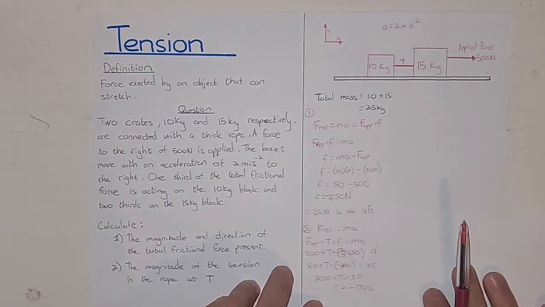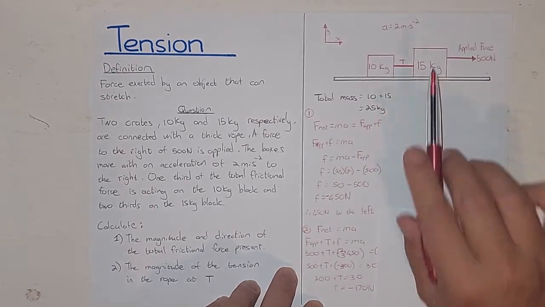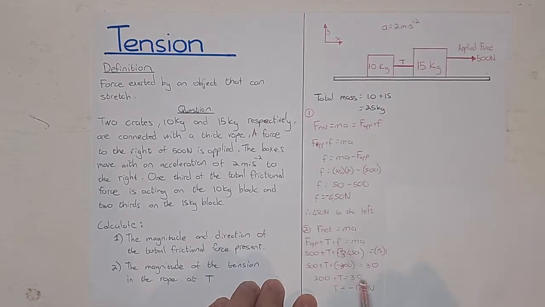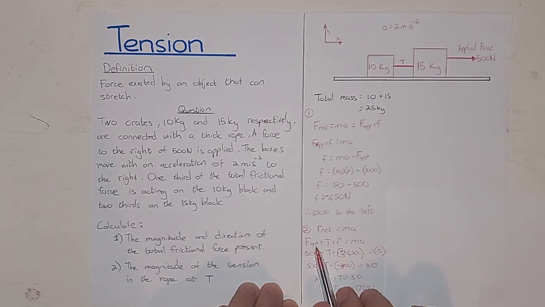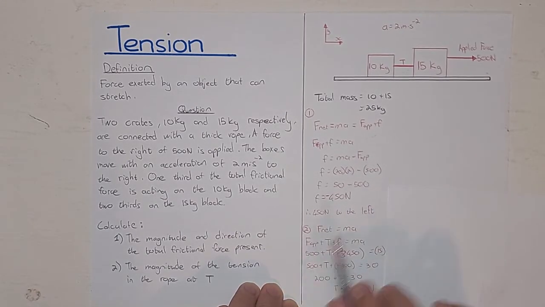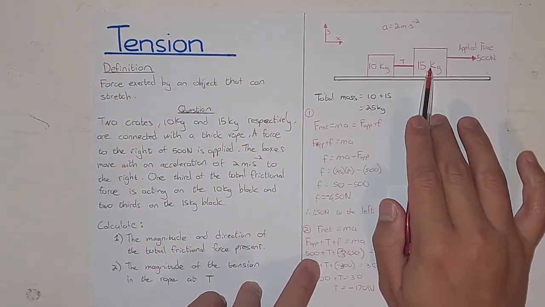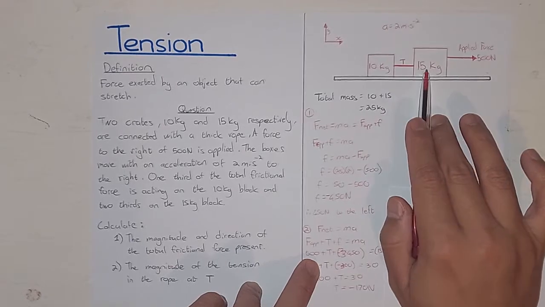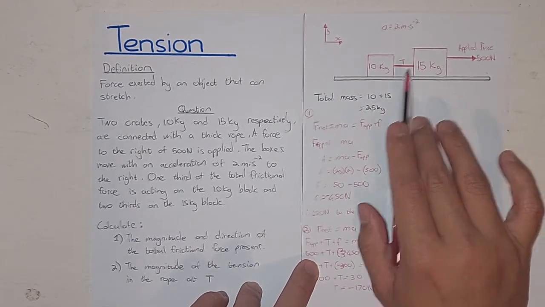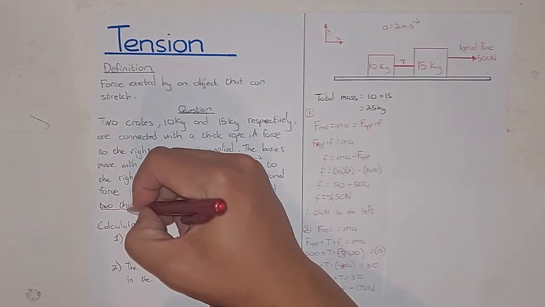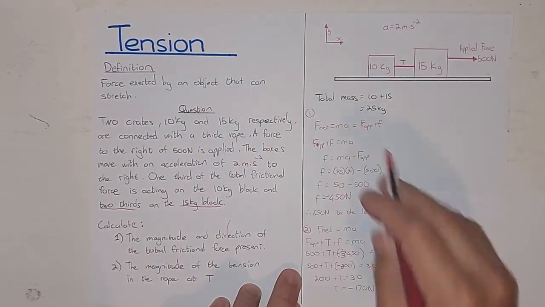So let's look at my first one, which is going to be my 15 kilogram block. I'm going to say F net is equal to MA. F applied, which is this one here, plus my tension plus my friction for this over here. And my friction, they have stated, is 2/3 on the 15 kilogram block.